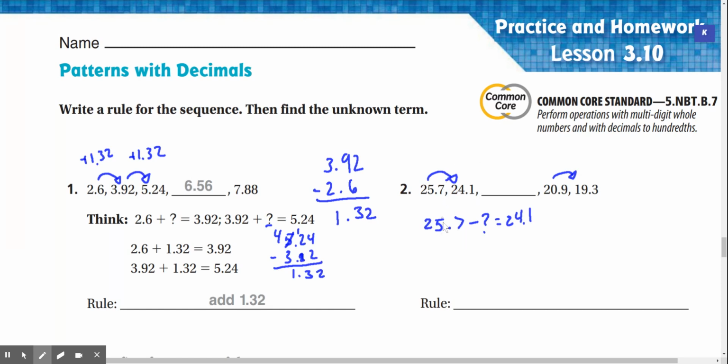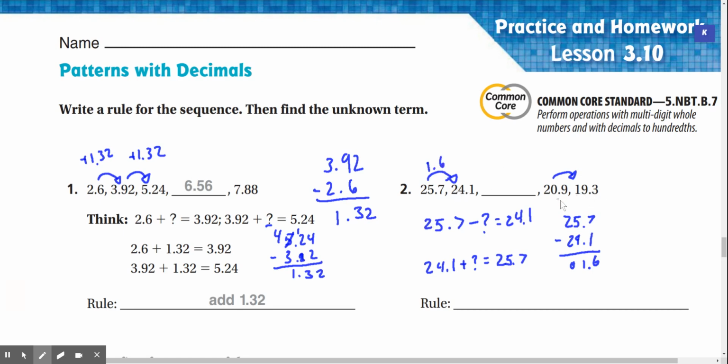Now, I can also think of it like this. 24.1 plus a number is going to give me 25.7. And then now this problem is exactly like this one. So we're going to subtract 25.7 by 24.1. 7 minus 1 is 6. 5 minus 4 is 1. And 2 minus 2 is 0. So we get 1.6. Now we subtracted 25.7 by 1.6 to get to 24.1.